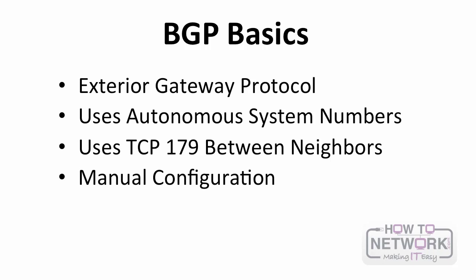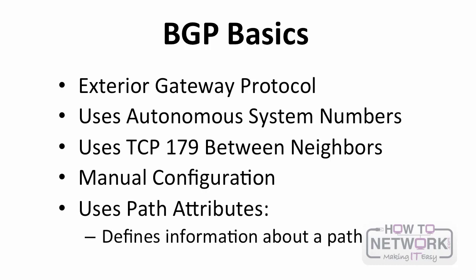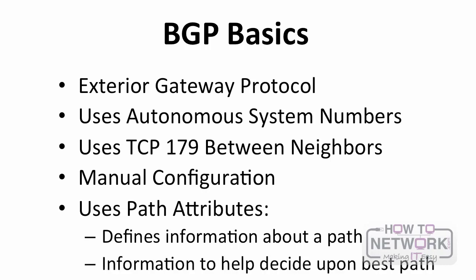It doesn't really do anything unless you tell it to do it, which I really like about the protocol. Now, it uses path attributes, which are key in decision making on choosing the best route. So path attributes define information about a path, but also this information can be used to help decide upon the best path. And we will draw that out in a minute here so you can understand that better.